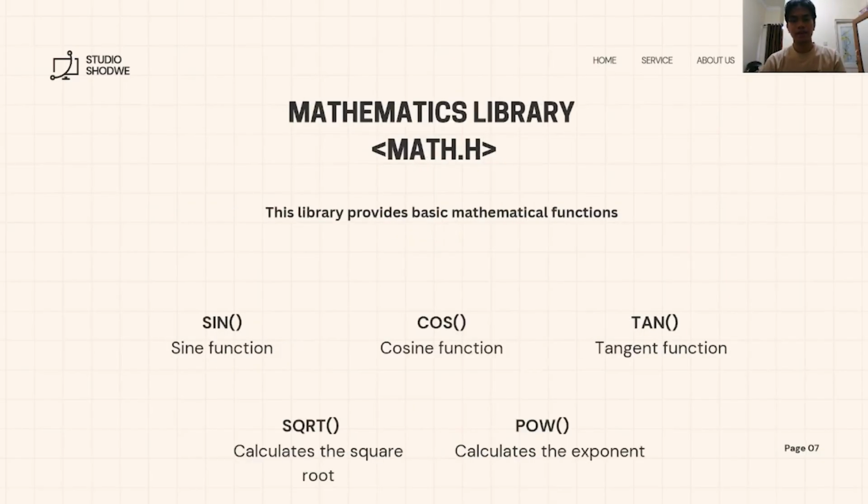Mathematics library, math.h. This library provides basic mathematical functions. For example, first sin for the sine function, cos for the cosine function, tan for the tangent function, and sqrt to calculate the square root, and pow to calculate the exponent.